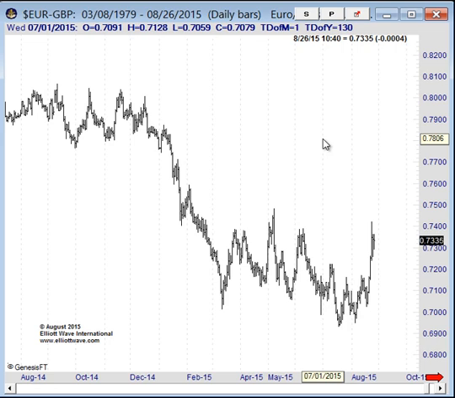Very important. The wave principle classifies price action into two modalities. You have motive waves, and those motive wave patterns are the impulse wave and the ending diagonal. And then you also have corrective waves. You have zigzags, flats, and triangles. Everything else about the wave principle is built upon those five core patterns.